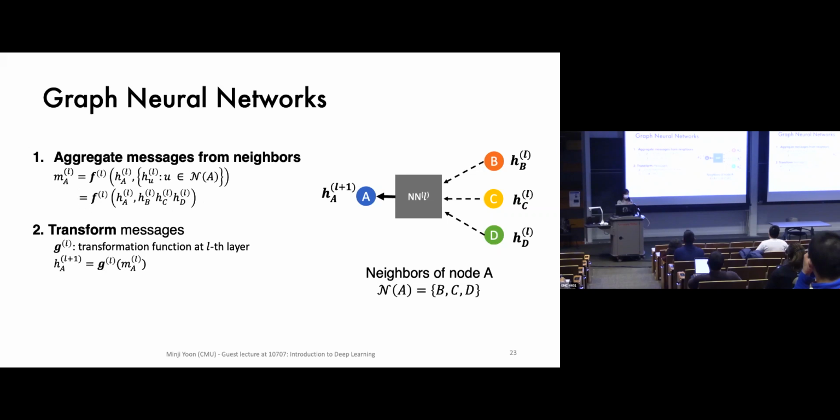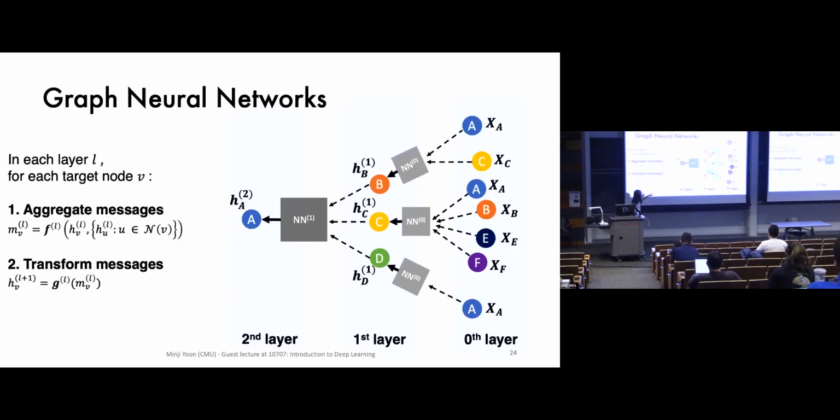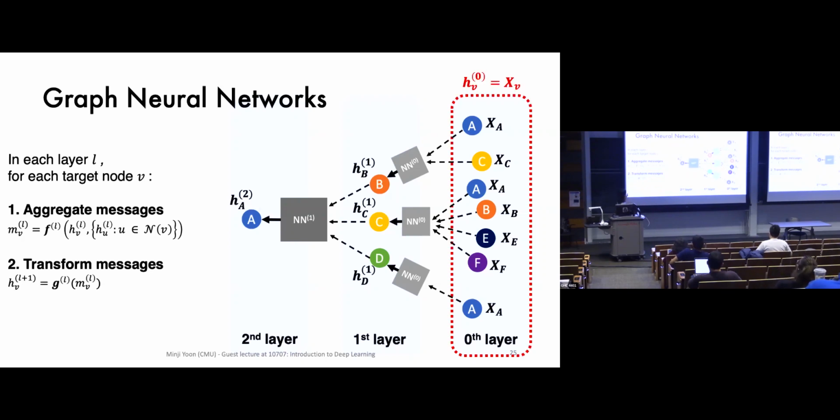And in the second operation, the transformation operation, what happens is that using this message vector, we're going to transform, and then we use this transformed embedding as the new node embedding for the target node A. So each aggregation part is composed of two operations, the aggregation operation and the transformation operation. So let's go back to the original graph. So here, for each layer and for each target node appearing here, they're going to do two operations, the aggregation operation and the transformation operation. And as you can see, at the beginning, the zeroth layer embedding will be the node attributes, which are given to us. And then we will keep updating the node embeddings.